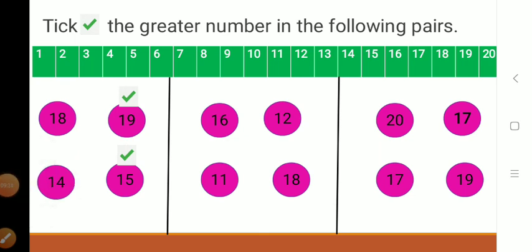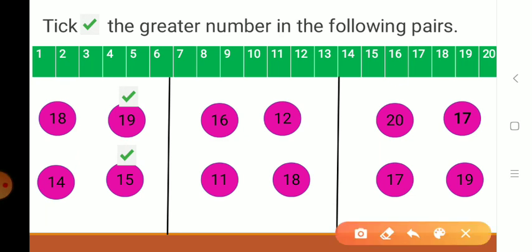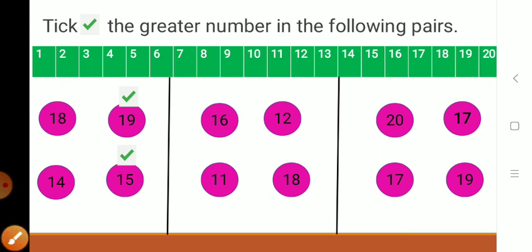16 and 12. Again see where is the 16 on the number strip? Here. And where is the 12? So which number comes before and which comes after? 12 comes before and 16 comes after 12. So you can say 16 is the greater number because it comes after the 12, because we are comparing between only these two numbers. So 16 is the greater number in this pair. You have to tick there.